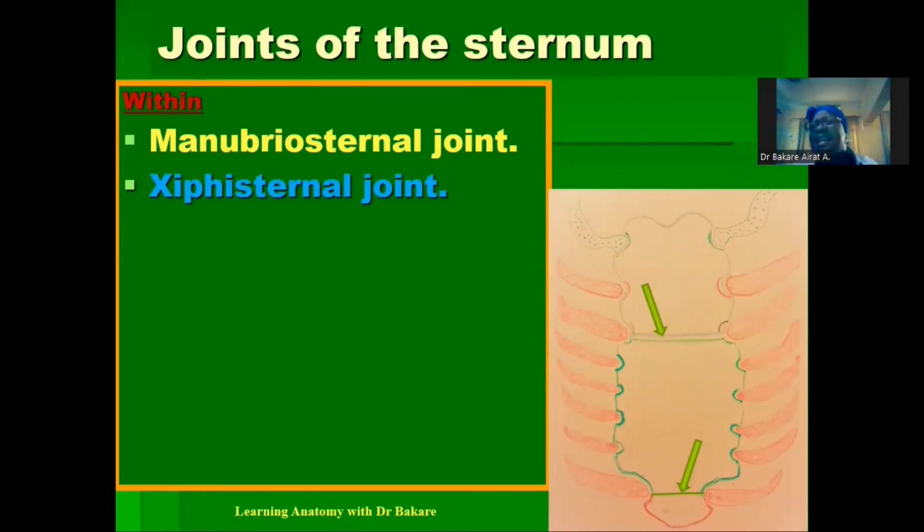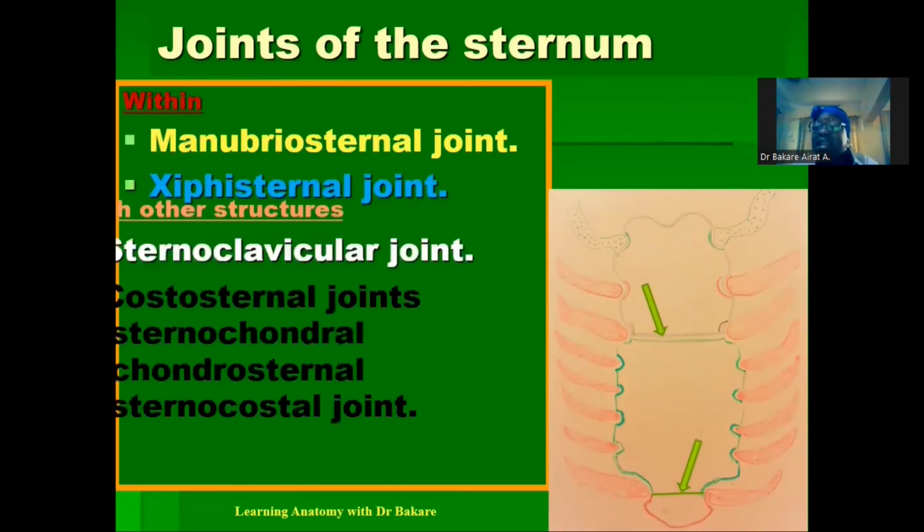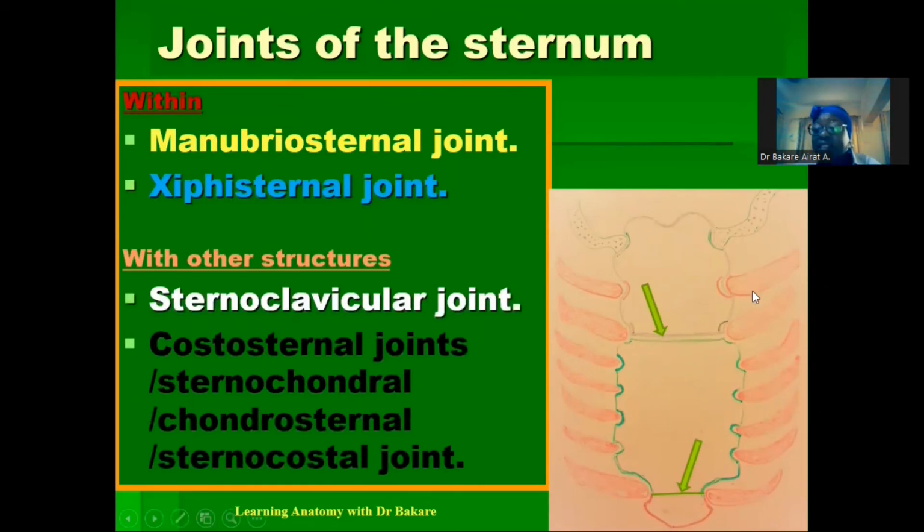Then going outside the sternum, where the sternum tends to connect with structures seen around it, we have the sternoclavicular joint. This is the sternoclavicular joint. And this joint is created around the manubrium region of the sternum where it connects with the clavicle.